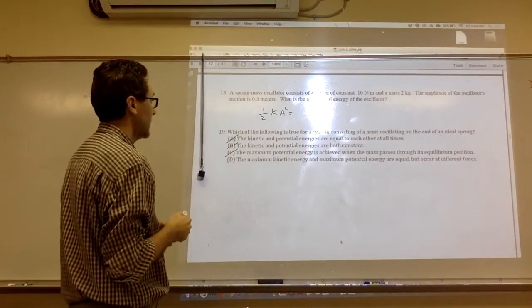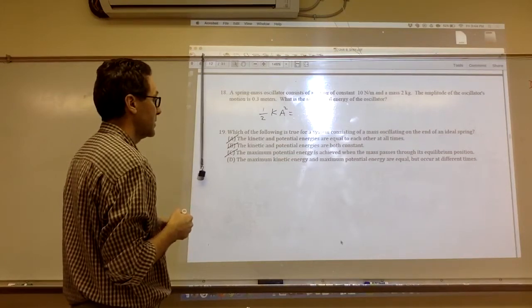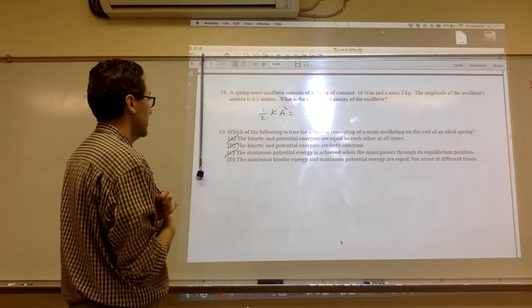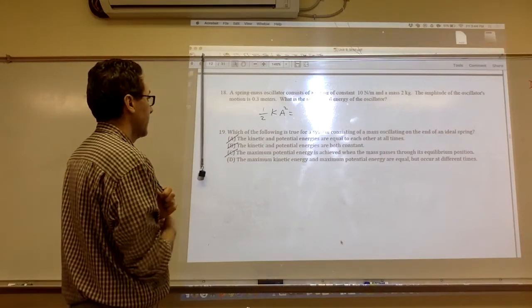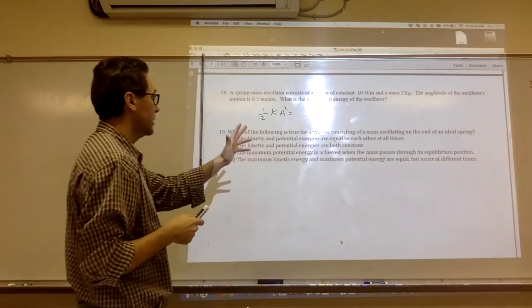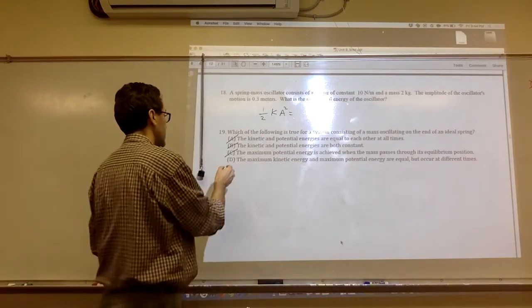The maximum kinetic energy and maximum potential energy are equal, but occur at different times. Yeah, sure. Okay, because the maximum kinetic energy happens at equilibrium, maximum potential energy happens at maximum stretch or compression.